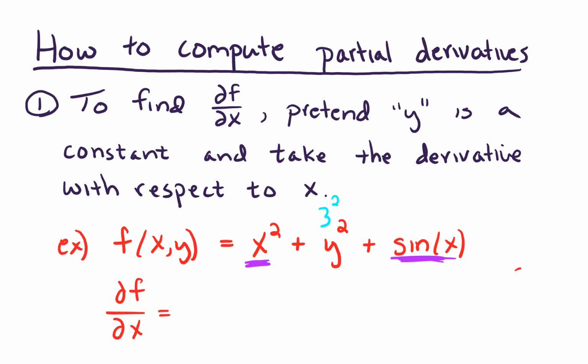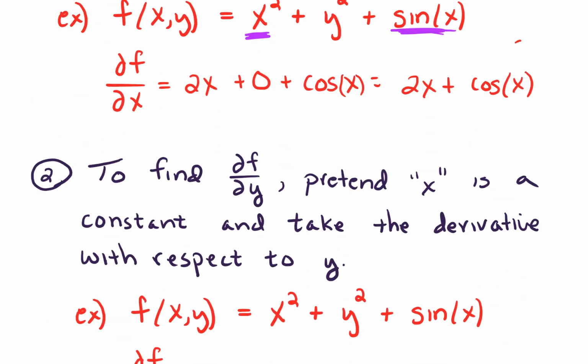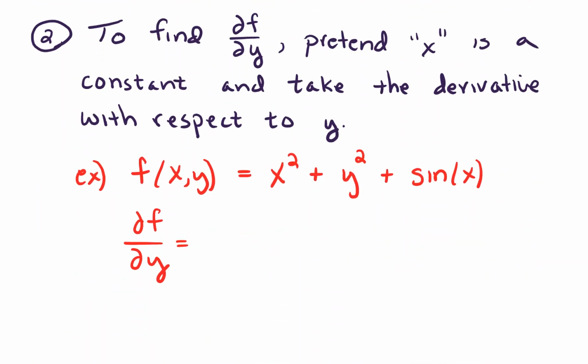Alright, let's do our derivative. The derivative of f with respect to x: the derivative of x squared is 2x. The derivative of y squared is going to be 0 because that's acting like a constant. And the derivative of sine x is cosine x. So our final answer is 2x plus cosine x. Now, on the other hand, if you want to find the derivative of f with respect to y, you pretend x is a constant and take the derivative with respect to y.